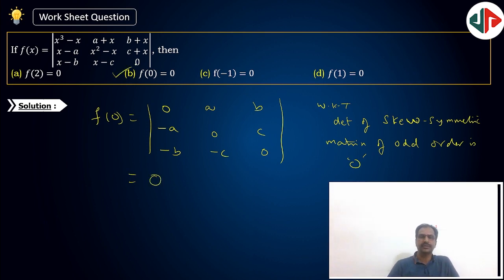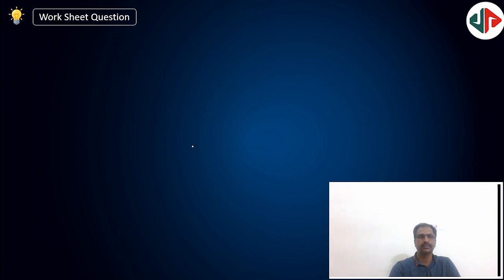So you can do by verification like this. Remember, determinant of skew symmetric matrix of odd order is 0. Here order is 3, which is odd number. And by putting x is equal to 0, we got the given determinant as skew symmetric. So f of 0 is 0. Option B.